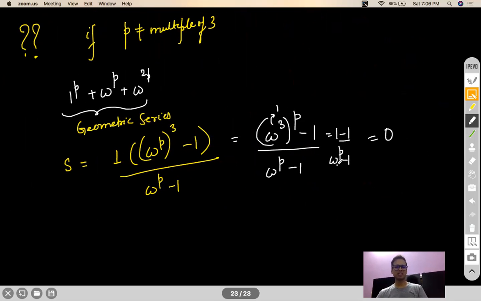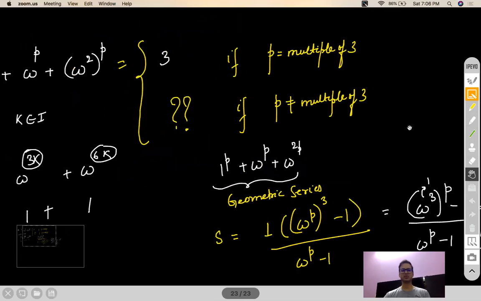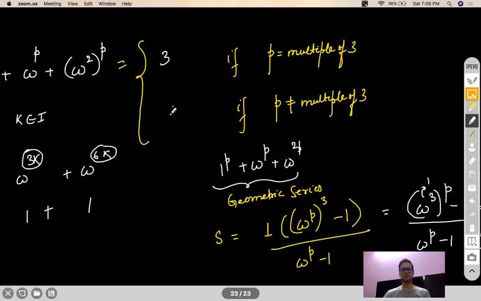Now many people will say, sir, why not denominator can become 0? Because p is not a multiple of 3. If p is not a multiple of 3, the denominator cannot be 0. This cannot be 0. So your answer here is 0. This has come as a direct question in some competitive exams. So please make a note of this.